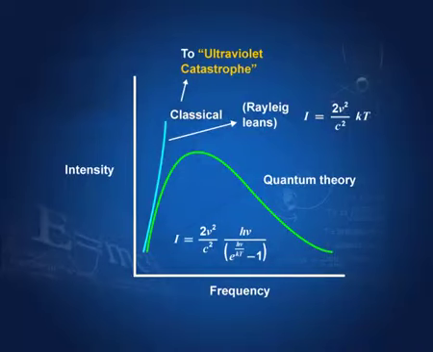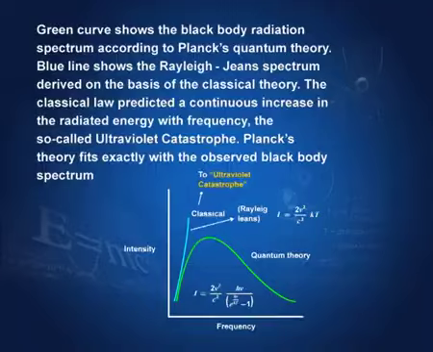Planck, at the end of the 19th century, said no, the energy of a radiator is not continuous, it exists in discrete quanta. And if you make this assumption that the energy exists in discrete quanta, then you can explain the black body radiation very well, and that is what Planck did.